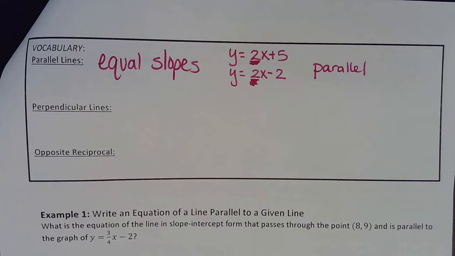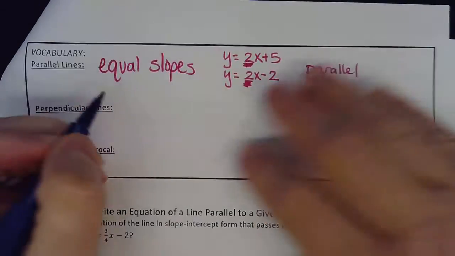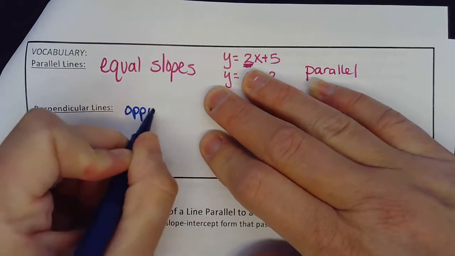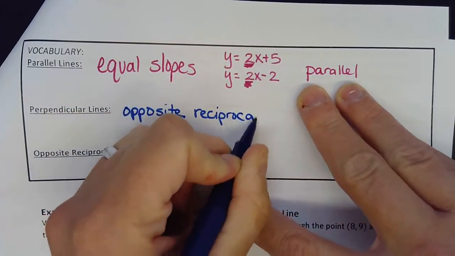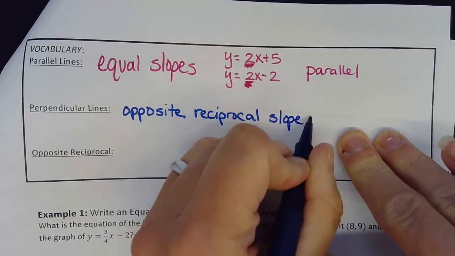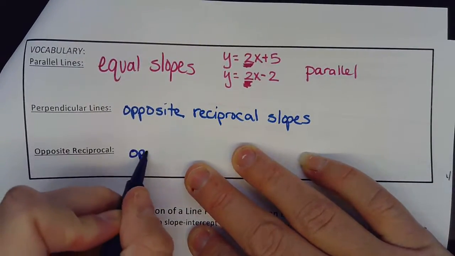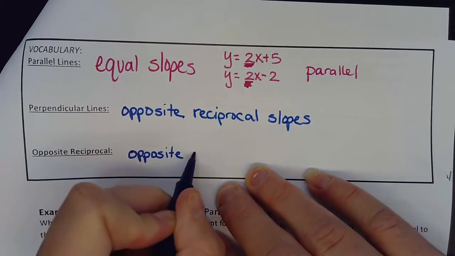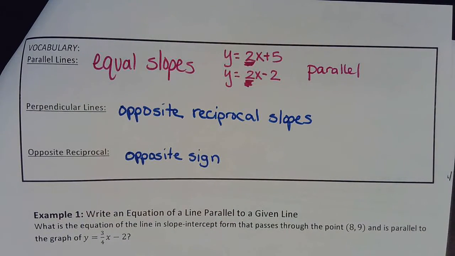The other thing is perpendicular lines. Perpendicular lines do not have equal slopes. They have opposite reciprocal slopes. Opposite means it's the opposite sign, like positive and negative. So your slopes, one would have to be positive, one would have to be negative.